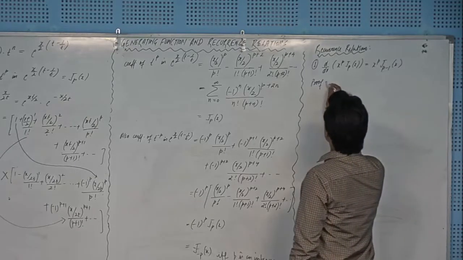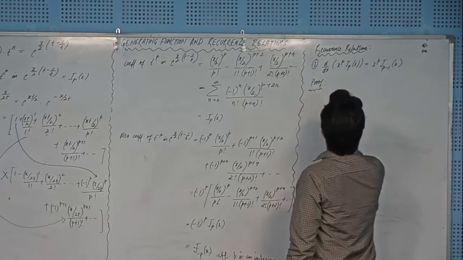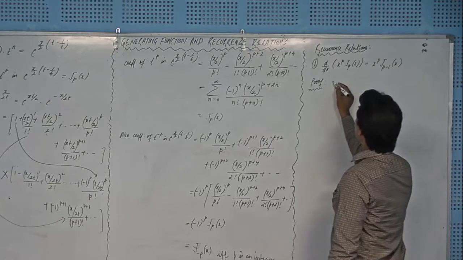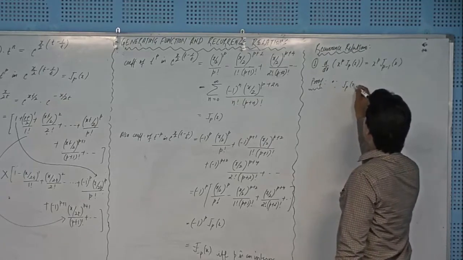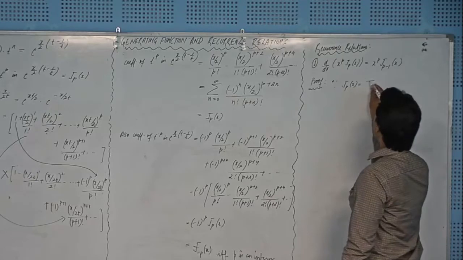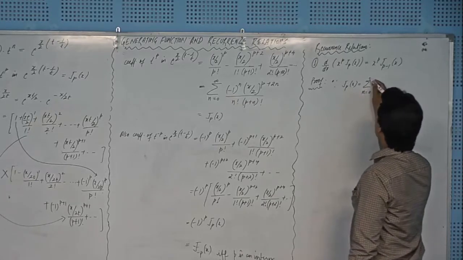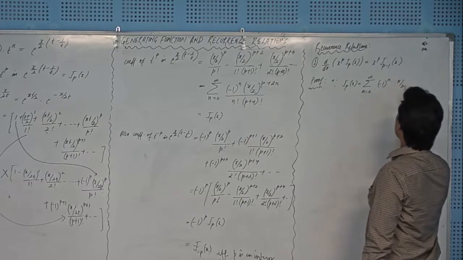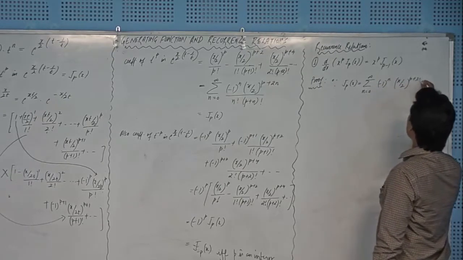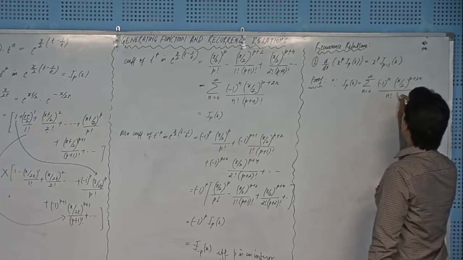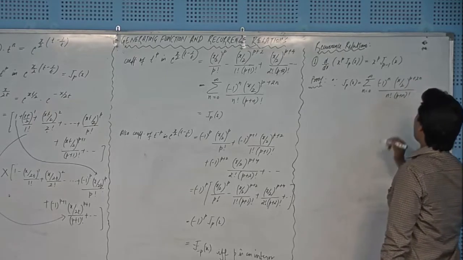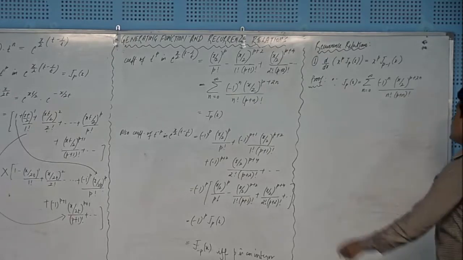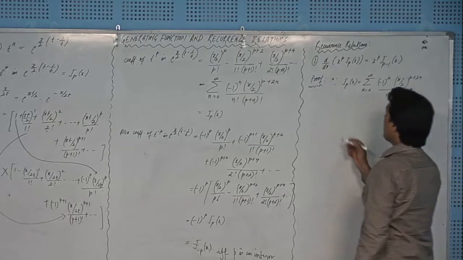So proof. Since JPX is equal to how much? This one, summation n equal to 0 to infinity minus 1 to the power n, x by 2 to the power p plus 2n, divided by n factorial, p plus n whole factorial, right? So this is JPX. You have to remember this formula, and you can see on the left hand side we have x to the power p in the multiplication of JP.